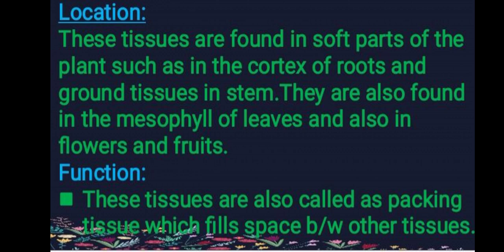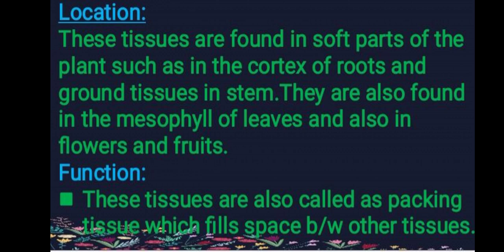Let's see location. These tissues are found in soft parts of the plant, such as in the cortex of roots and ground tissues in stem. They are also found in the mesophylls of leaves and also in the flowers and fruits.